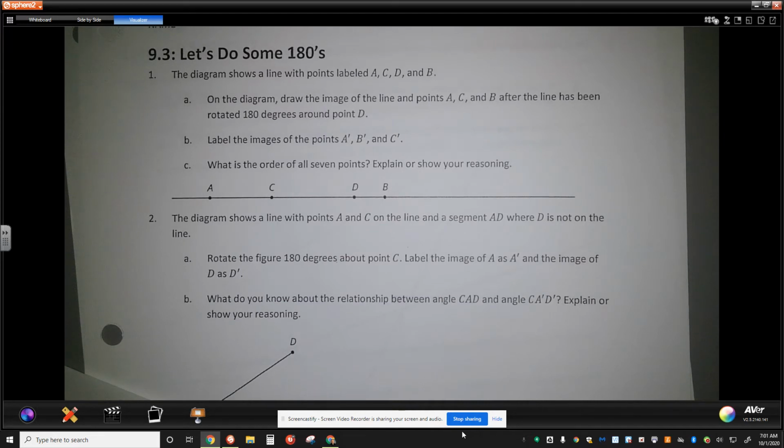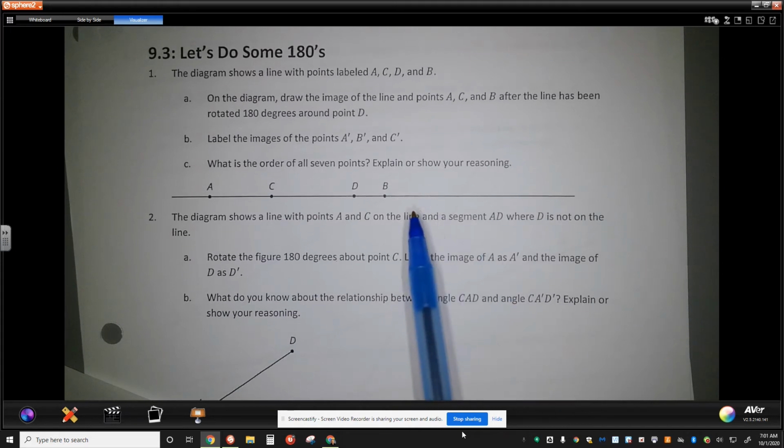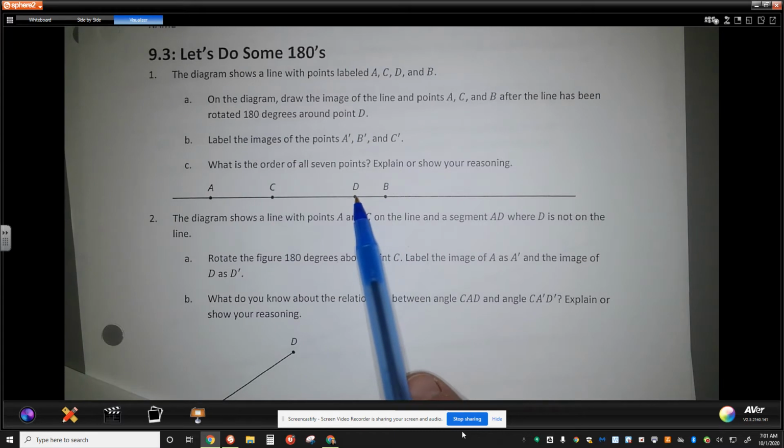Going back to what we talked about again in lesson 8, under 180 degree rotations, we see that our center of rotation, D, is on the line, and in the previous lesson we saw it's on the segment.